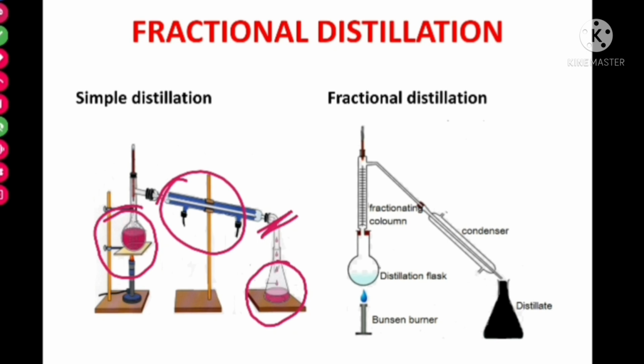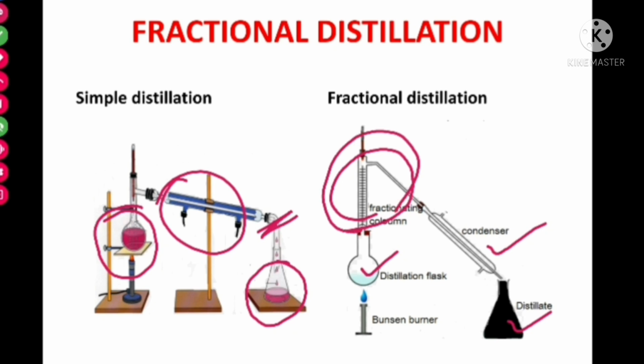This is the fractional distillation assembly. Here you can see an important part. This is the fractionating column. The distillation flask we know, the condenser we have seen in the simple distillation assembly, and this is our distillate receiver. So the important part present in a fractional distillation assembly is the fractionating column.